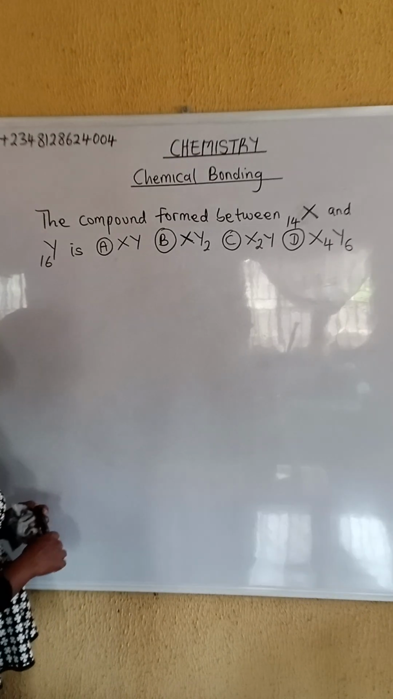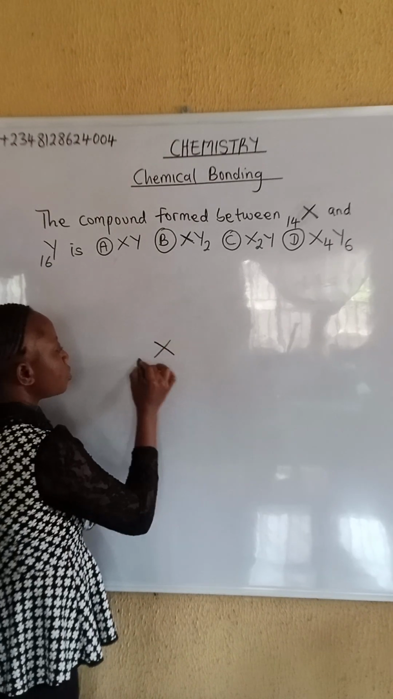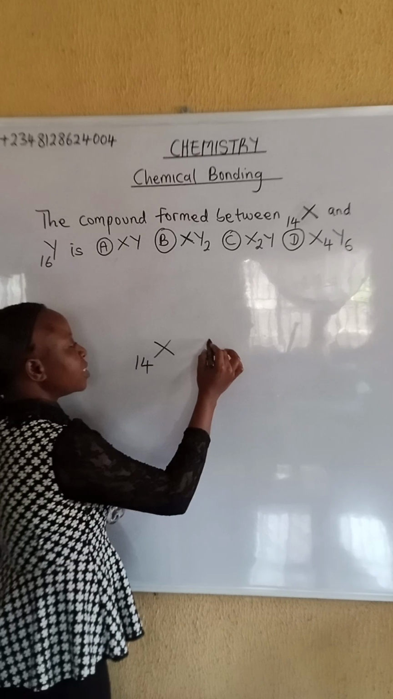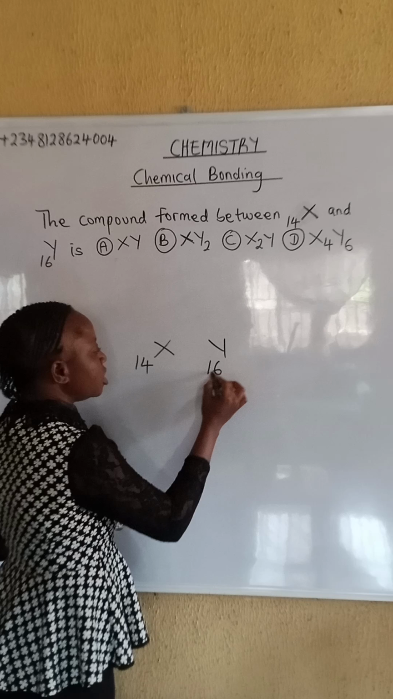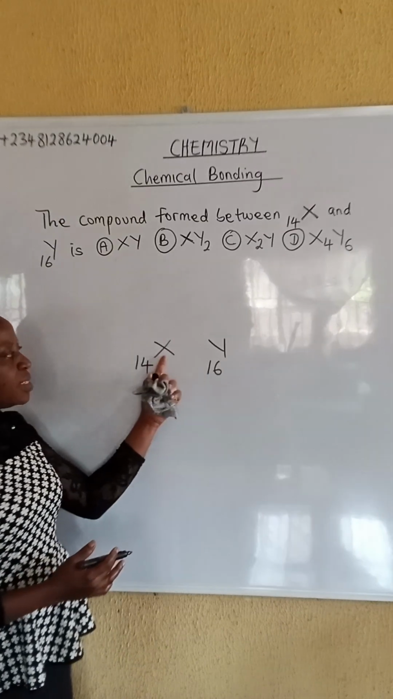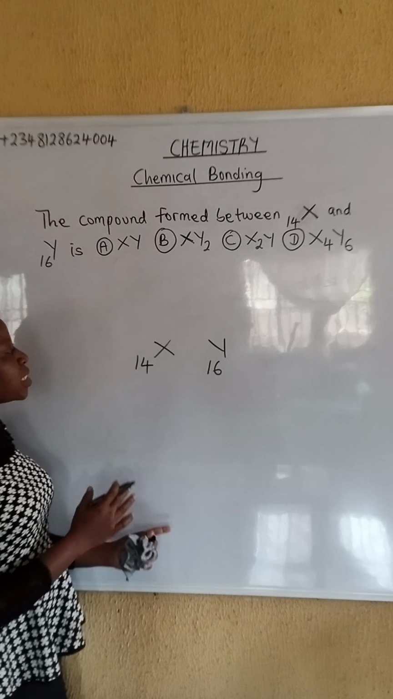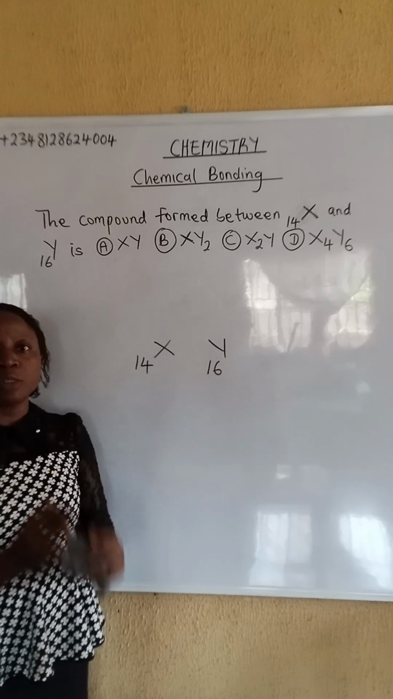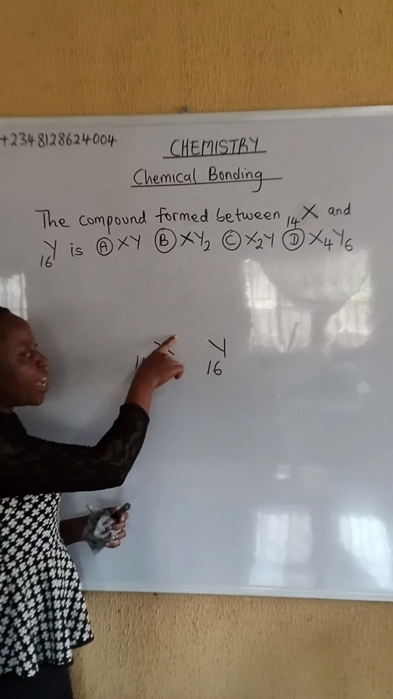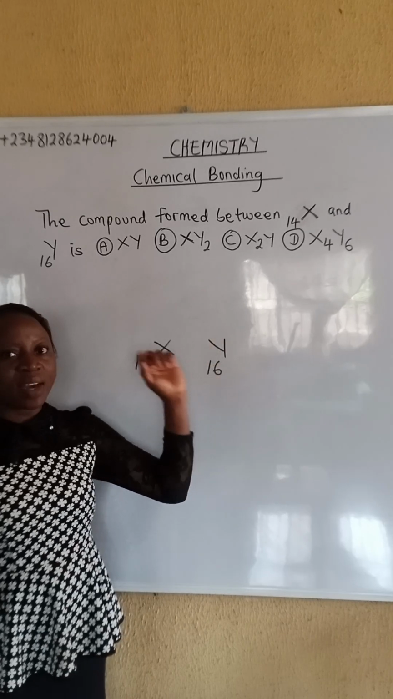The compound formed between element X with atomic number of 14 and element Y with atomic number of 16 is what? How will you form a compound between element X and element Y? Don't forget that for two or more elements to come together to form a compound, the charge on the first element must neutralize the charge on the other elements.